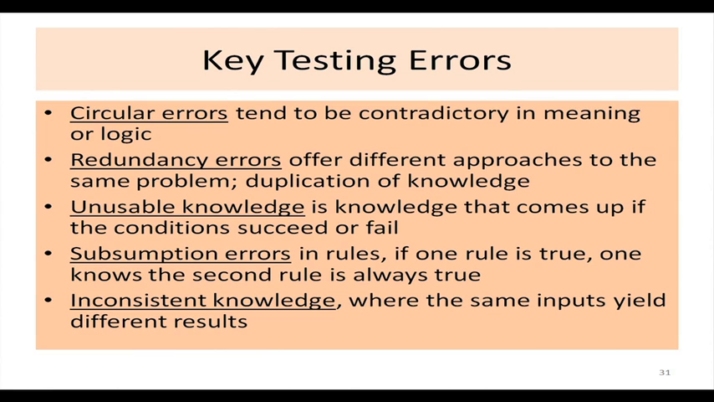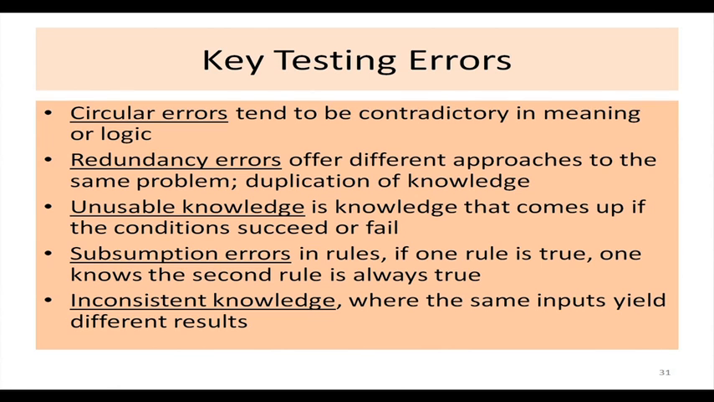So, if one rule is true, one knows that the second rule is going to be true. So, if one is A is x, B is x, the second rule is A equals B. So, that is correct. This is subsumption. It means we assume that this is based on the first rule, so logically you are trying to connect the first with the second rule.